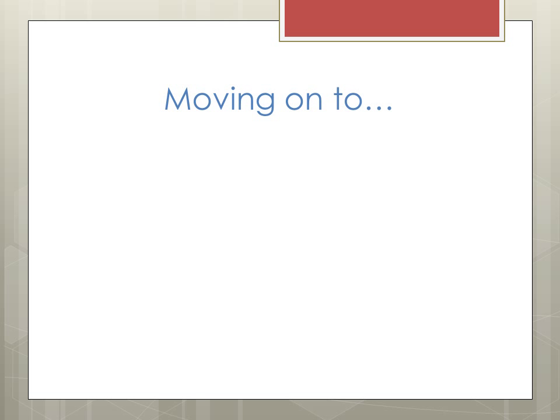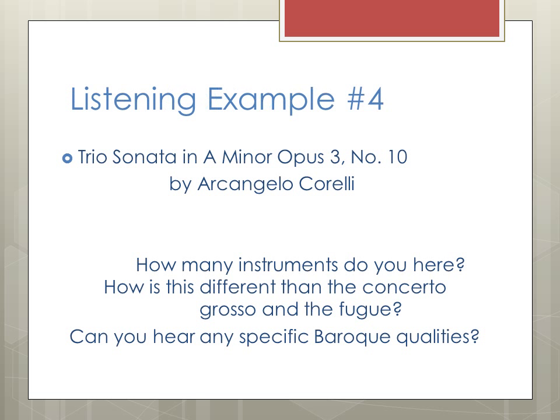Now it's time to move on to the next listening example. The next listening example is number 4. It's a trio sonata in A minor, opus number 3, number 10, by Arcangelo Corelli. You know who Corelli is, but we need to learn a little bit more about his actual style of writing music. When you're listening to the example, think about how many instruments you hear playing. How is this different from a concerto grosso and the fugue you just listened to? And can you hear any specific Baroque qualities to the music that make it stand out as a Baroque piece of music?